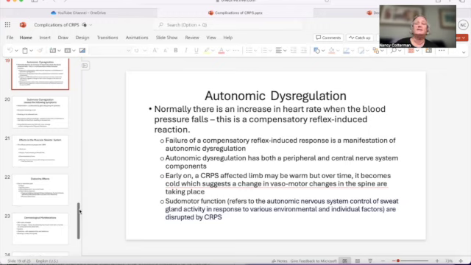Early on, a CRPS affected limb may be warm, but over time it becomes cold, which suggests changes in the vasomotor and in the spine are taking place. Pseudomotor function refers to the autonomic nervous system control of the sweat glands, activity in response to environment and individual factors are disturbed by CRPS.